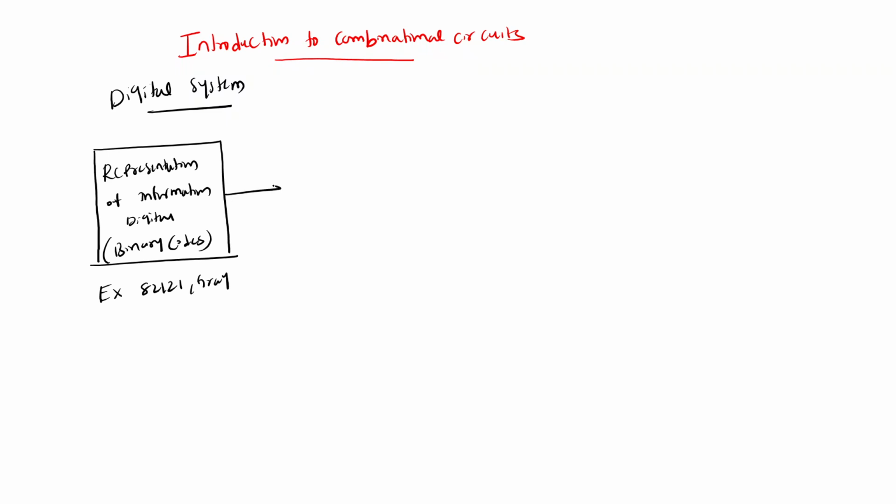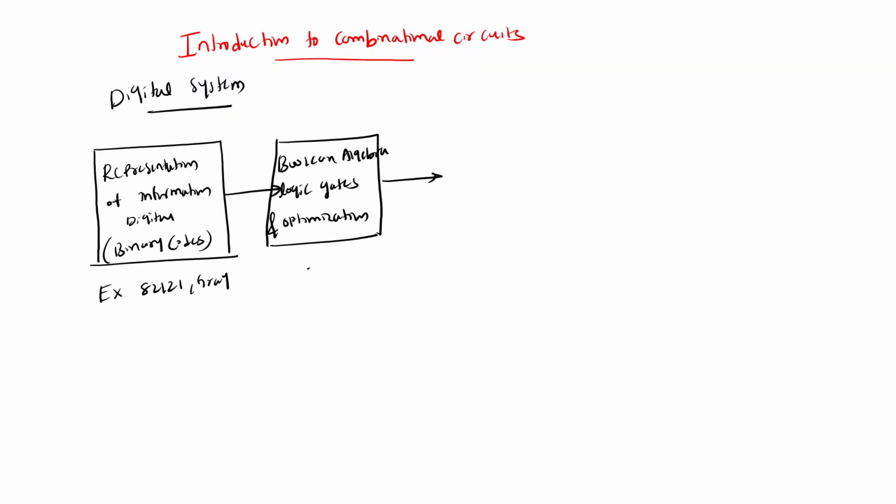Next we saw Boolean algebra, logic gates, and optimization. We already saw the Boolean algebra, for example A dash B plus AB dash.